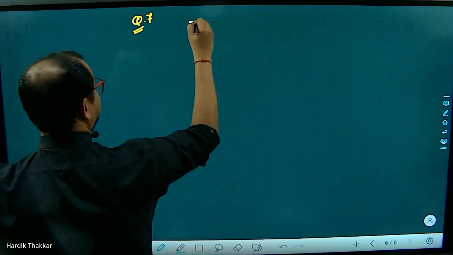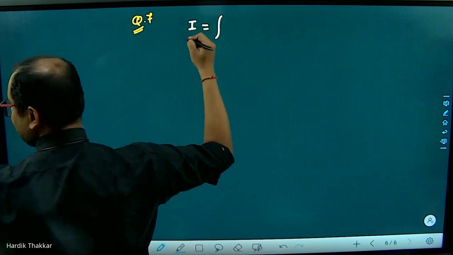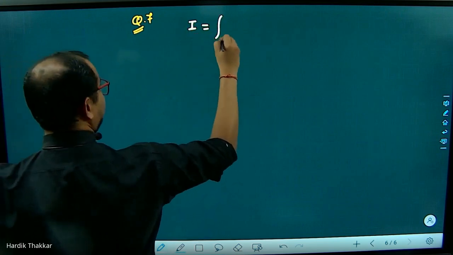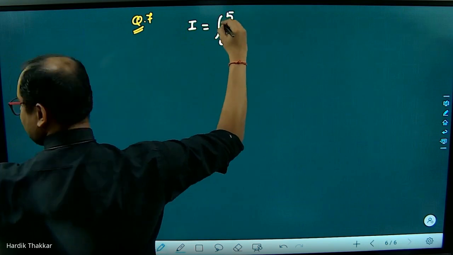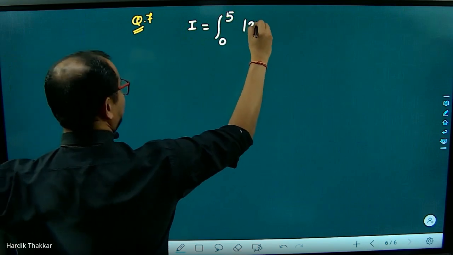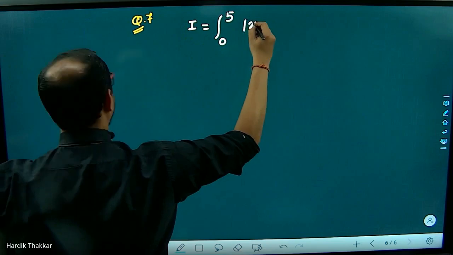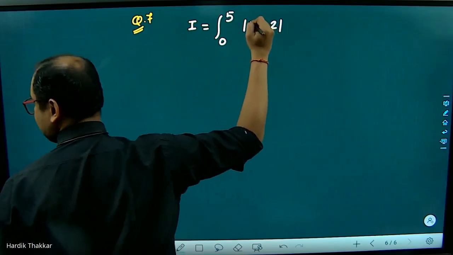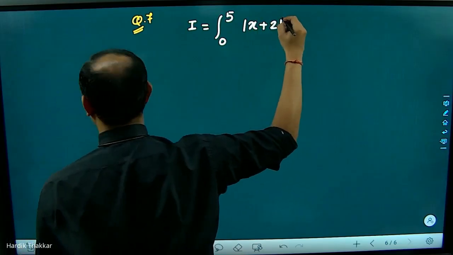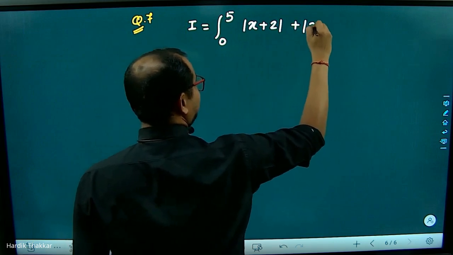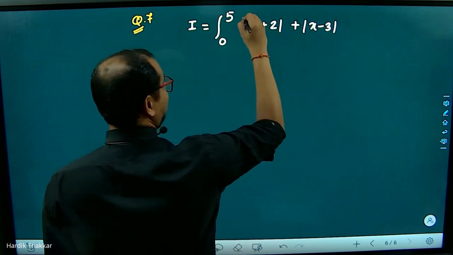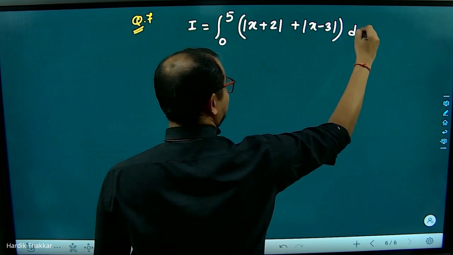तो 7 का जो फर्स्ट पार्ट, उसमें I is equal to integral 0 to 5. It is 0 to 5. Shall we solve this question with me? Yes, sir. It is mod x plus 2 plus mod x minus 3, bracket close, dx. It is like this.